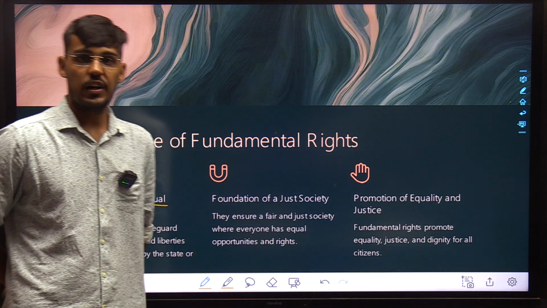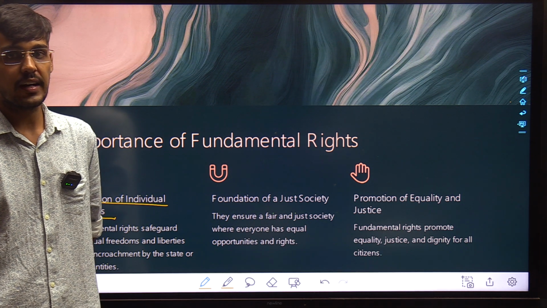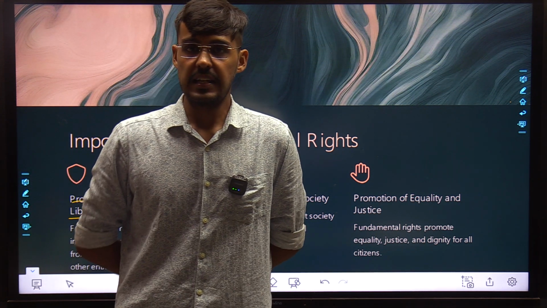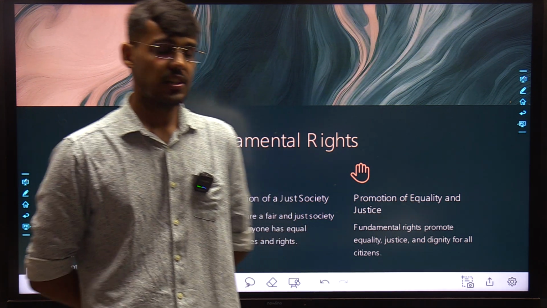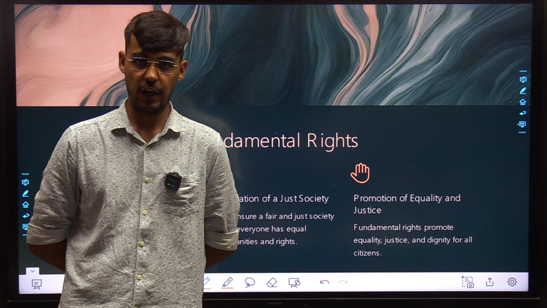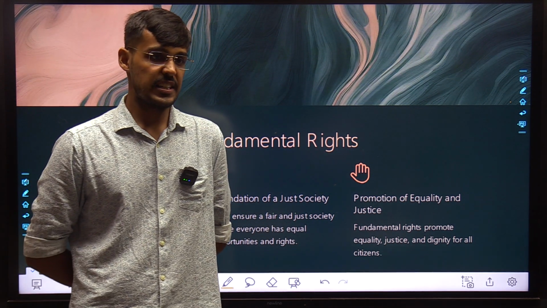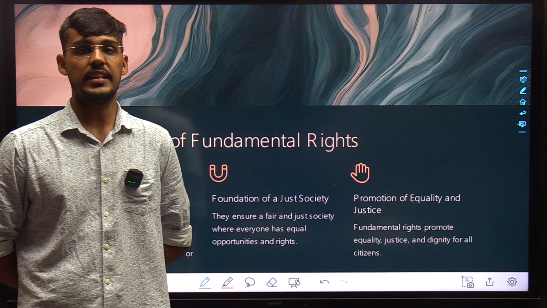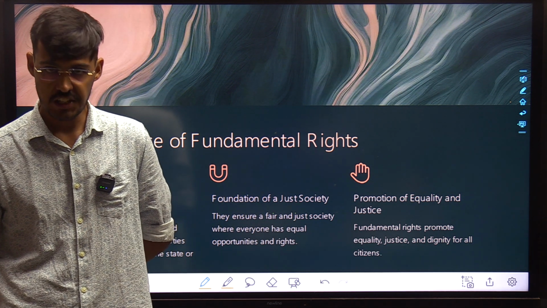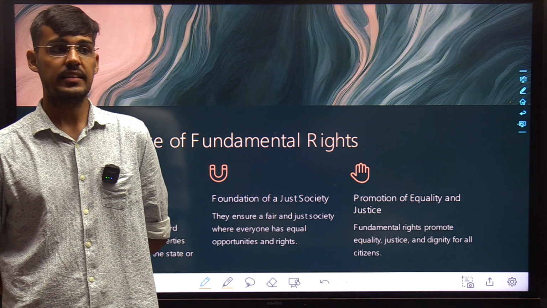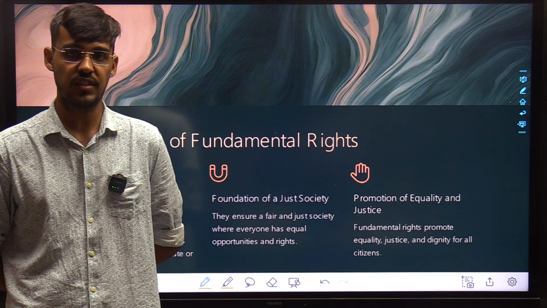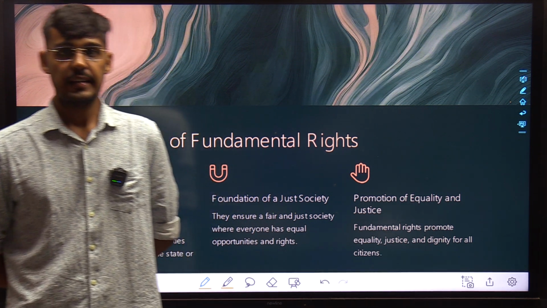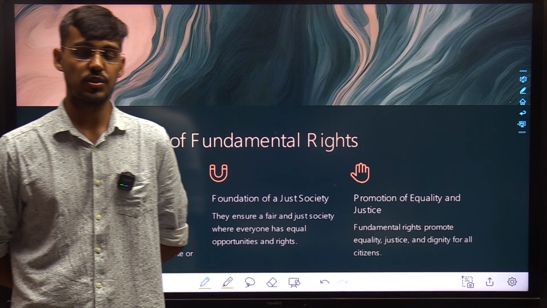The second important feature of fundamental rights is the foundation of a just society. A just society means there is justice in that society. Justice can be social, political or economic justice. Justice implies that every person in a society has equal chances, has liberty. There is no discrimination among individuals in that society. There is freedom of thought, religion, expression, faith, worship in that society. All of these things make a society just. There are no authoritarian tendencies in that society.